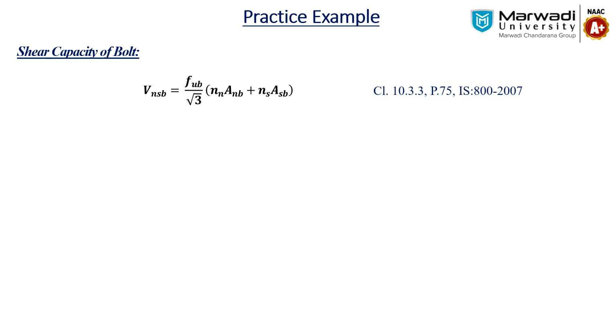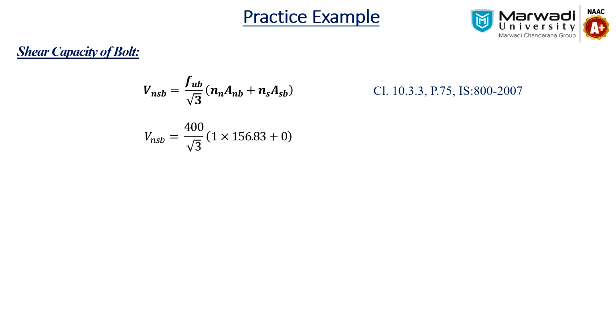The shear capacity of the bolt is given in clause number 10.3.3, page number 75, IS 800: fub by root 3 times (nn Anb plus ns Asb). Here make sure that fu is the ultimate shear strength of the bolt, which is 400. As it is in single shear, nn will be 1. We are assuming that it is a threaded bolt, so nn will be 1 and ns will be 0 because the shank area will not be there.